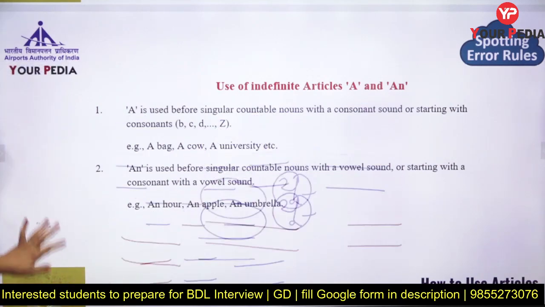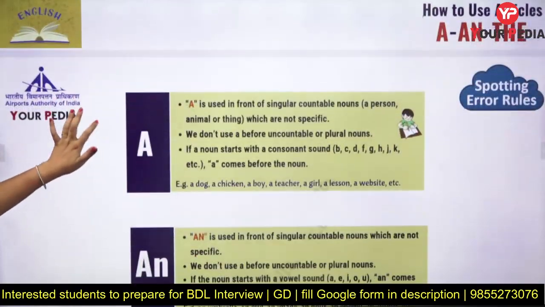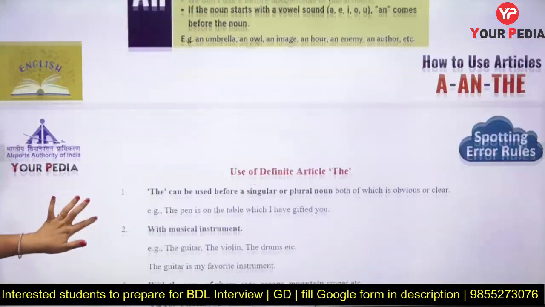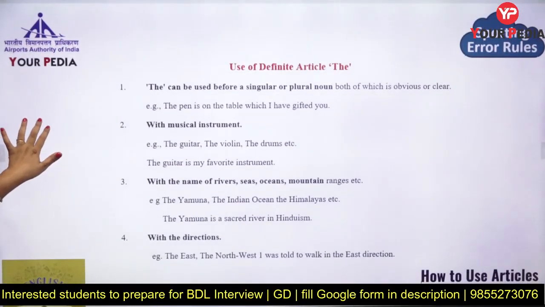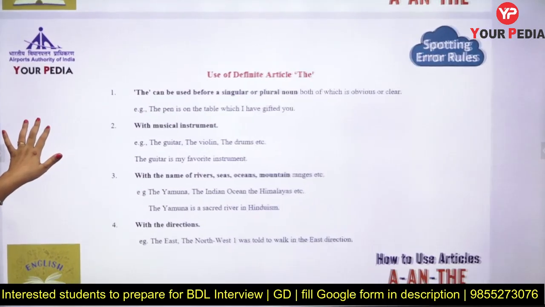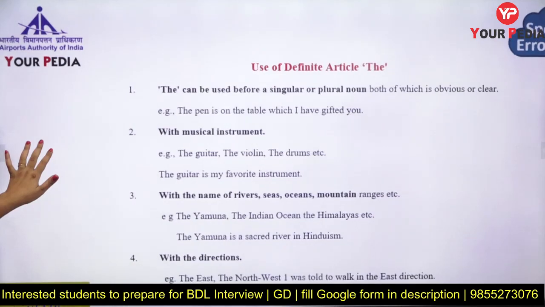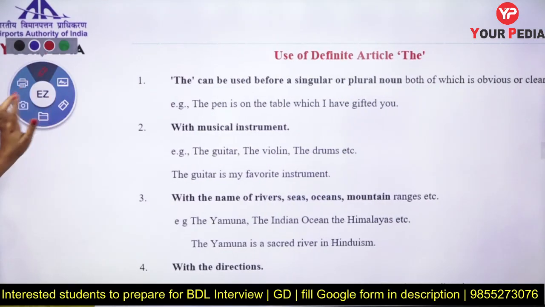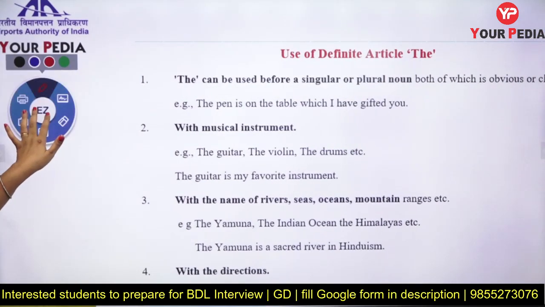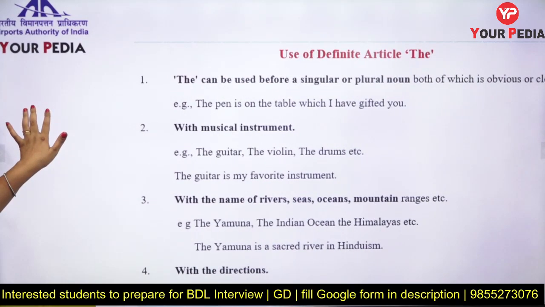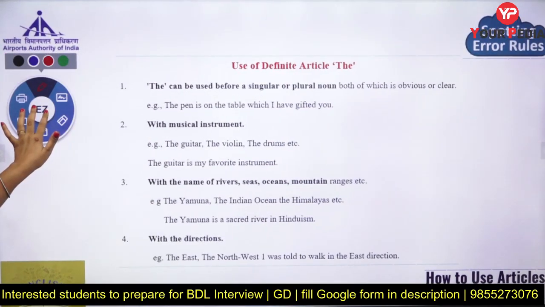So this was all about A and R. The has a big usage of it, right? So where article the is used, now you need to understand it and note it down also, that where we are going to use the article the with us, right? The can be used before a singular or a plural noun, both of which is obvious, right?